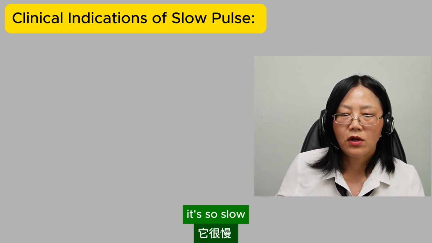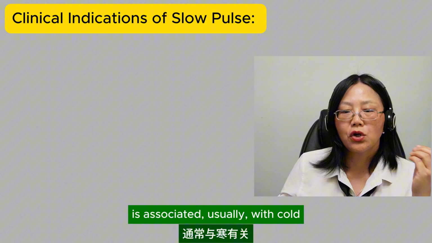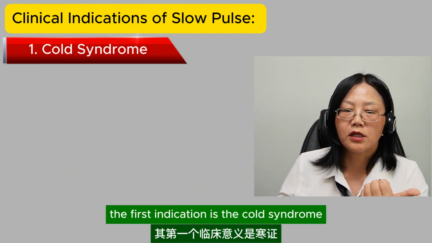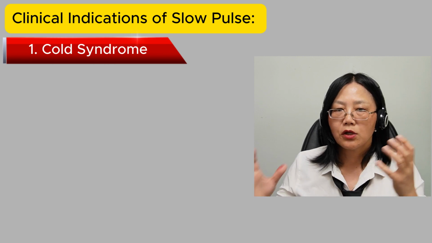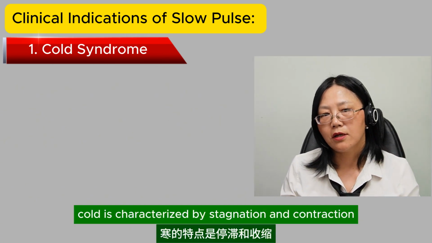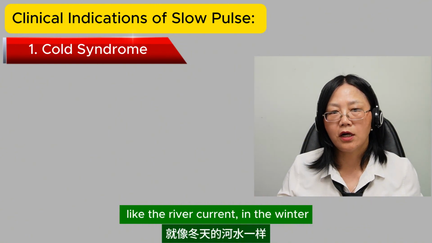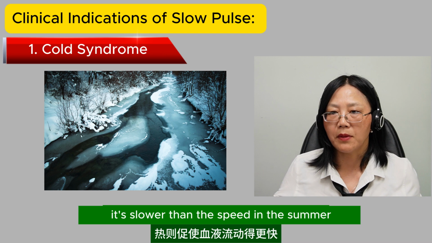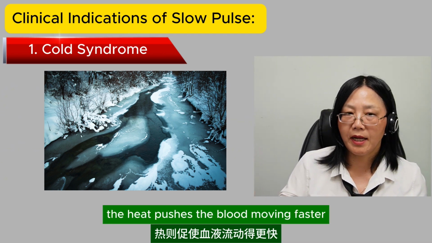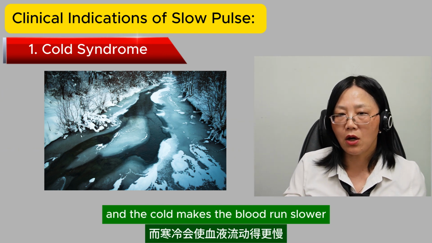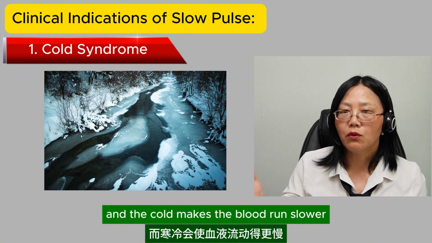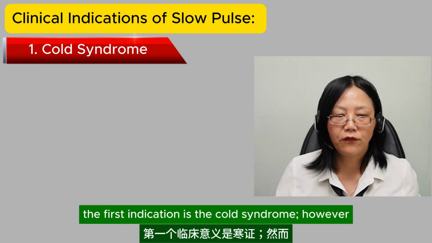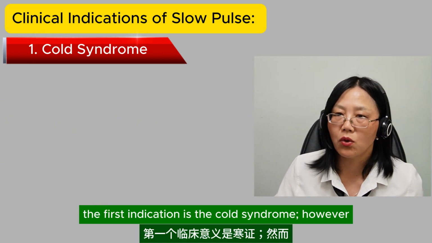It's so slow. We know slow is usually associated with cold. So for a slow pulse, the first indication is the cold syndrome. Cold is characterized by stagnation and contraction, like the river current in the winter. It's slower than the speed in the summer. Heat pushes the blood moving faster, and cold makes the blood run slower. That's common sense. So for a slow pulse, the first indication is the cold syndrome.